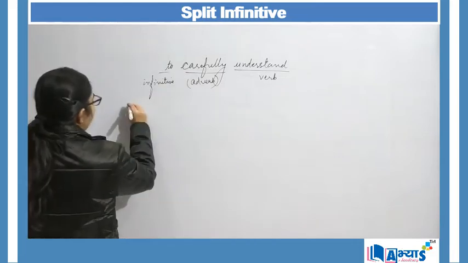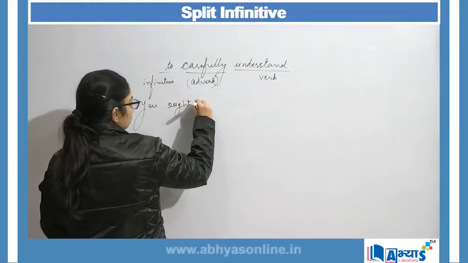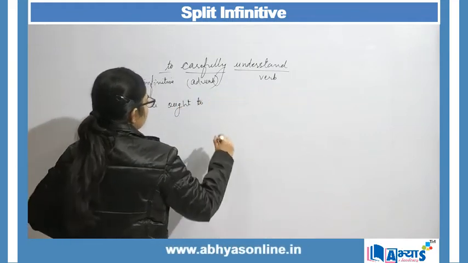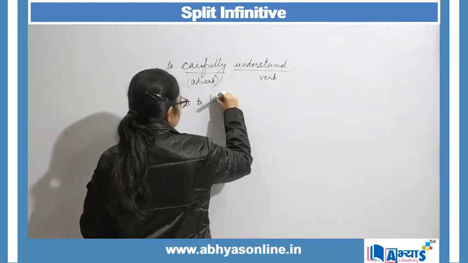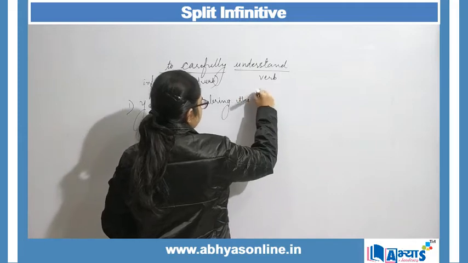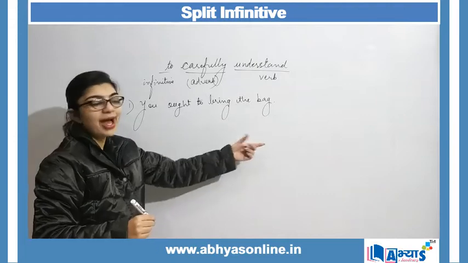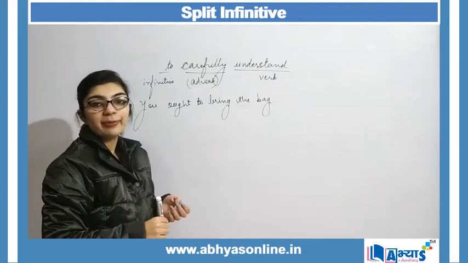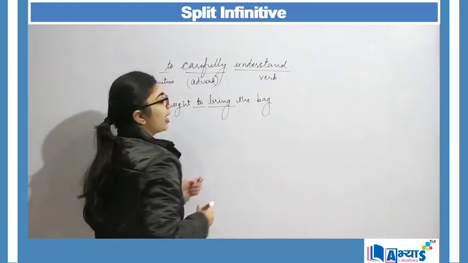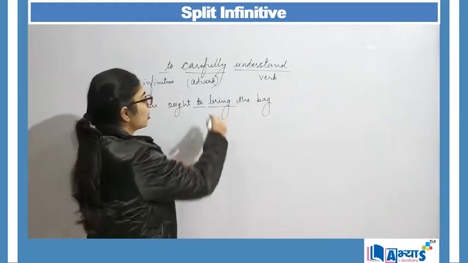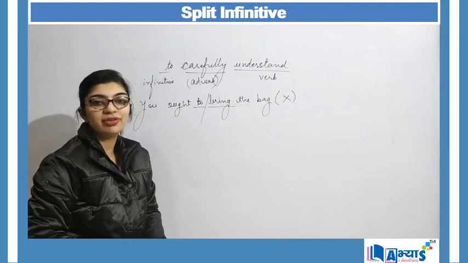For example, I say, "You ought to bring the bag." Now, "you ought to bring the bag" is not an example of split infinitive. Why? Because between "to", my infinitive, and my verb, there is no blockage. So this is not my split infinitive.